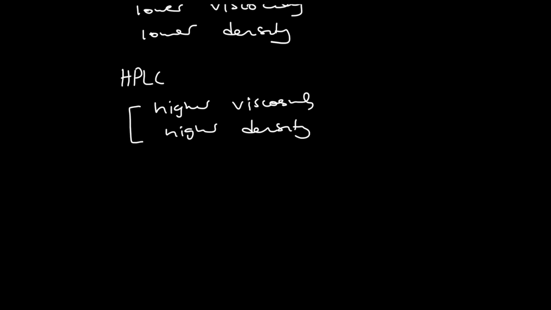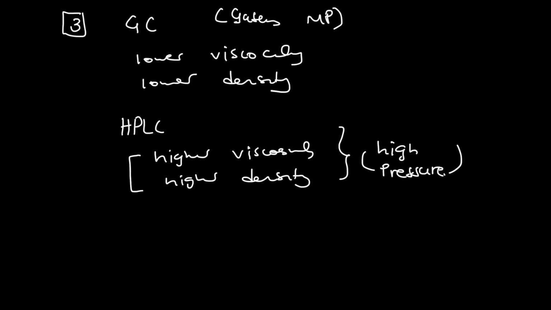Because of a highly viscous and highly dense mobile phase, we are going to operate HPLC at high pressures. Remember, in GC we've got low viscosity and low density of the gaseous mobile phase. In HPLC, we've got high viscosity and high density of the liquid mobile phase. As a result, the pressures at which we operate our column for HPLC are going to be higher compared to the pressures used in GC.